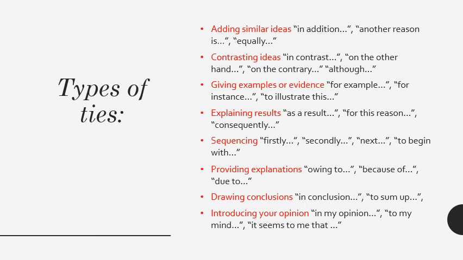You can draw conclusions using in conclusion, to conclude, or to sum up, maybe. And if you want to just introduce your opinion, just say, in my opinion, to my mind, it seems to me that, and so on. So all of these are what we call ties, cohesive ties, connectors, transitions, and all of these make your paragraph one integrated body, block, perfect body shape. Let's move to another idea.